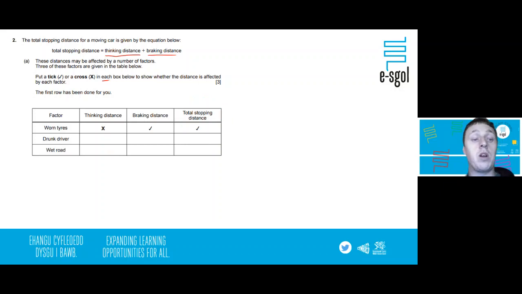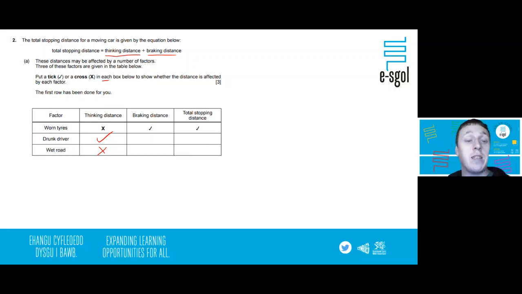So if we were to look at each topic in turn, you think, right, thinking distance, you should hopefully identify that as the thought process. Your brain is doing the work, telling you to apply the brakes. So this is reaction. Drunk driver, is that something that affects thinking distance? I hope you agree it does. It would have a negative impact on the ability to think. However, a wet road should not hinder your ability to think about applying the brakes. That reaction time, which would not affect your thinking distance.